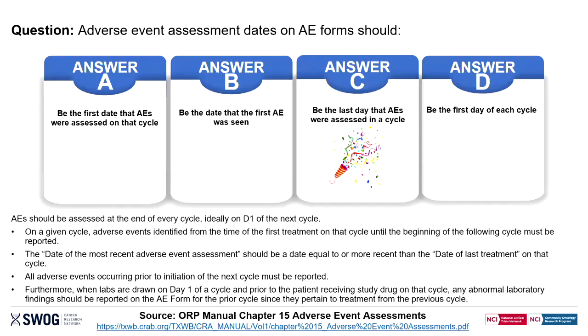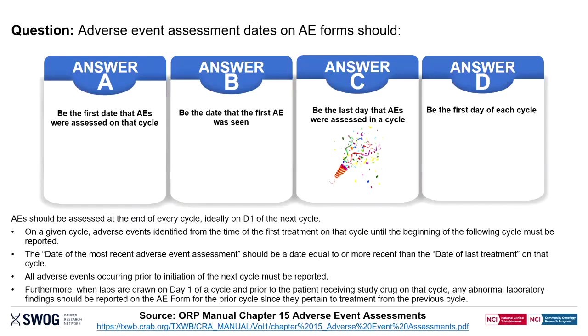That is a query that I write multiple times a day, every single week, every single month. I have it memorized. On a given cycle, adverse events identified from the time of the first treatment on that cycle until the beginning of the following cycle must be reported. The date of the most recent adverse event assessment should be a date equal to or more recent than the date of last treatment on that cycle. All AEs occurring prior to initiation of the next cycle must be reported.